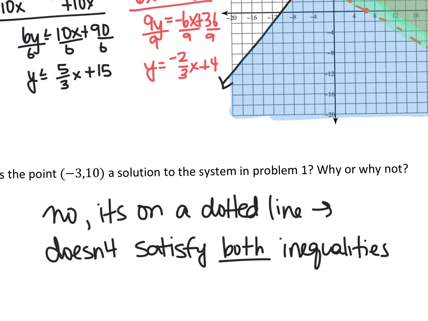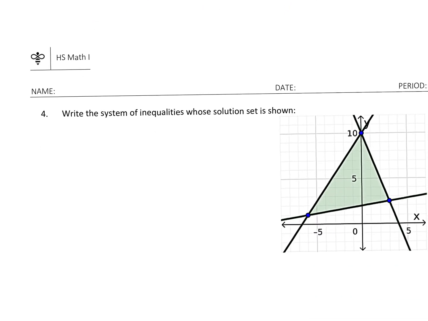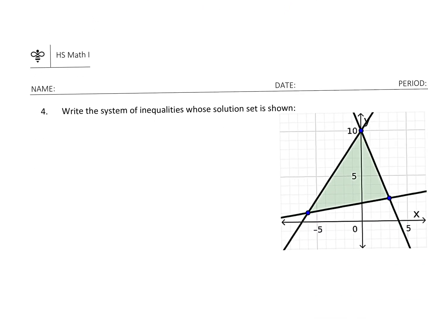Now we move on to number 4. In number 4, it has us write the system of inequalities whose solution set is shown. So we've got this graph where we've got 3 inequalities graphed. So we're going to go ahead and write the inequalities that represent that graph. And I'm going to say this is inequality A, and then this one over here is B, and this bottom one here is C. That way you know which one I am talking about.